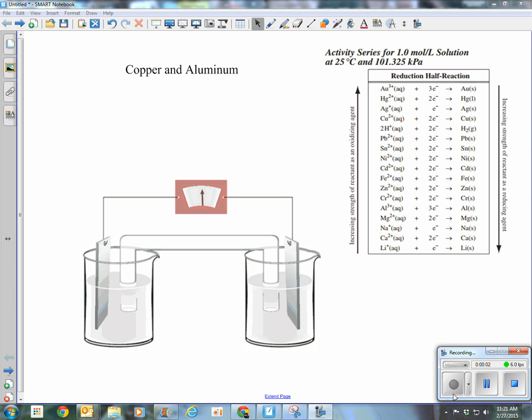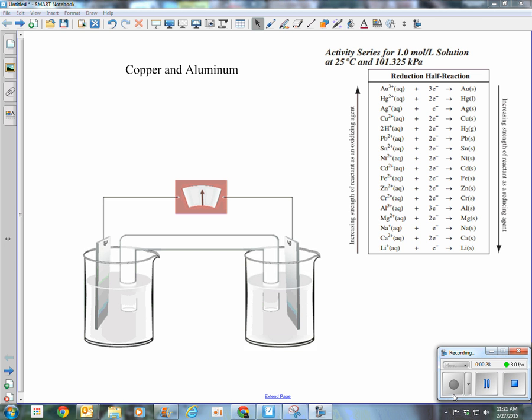Okay, so for this video, we're going to be breaking down how to solve a copper and aluminum cell. The first thing we're going to do is assign one of these electrodes to be copper and the other one to be aluminum. And it doesn't matter which one we assign which.